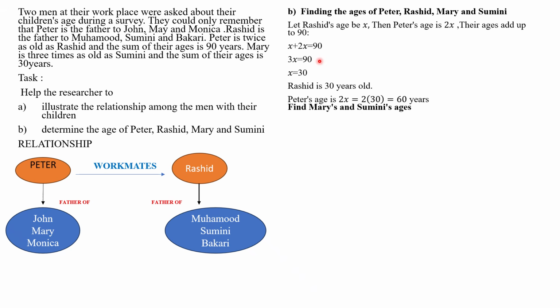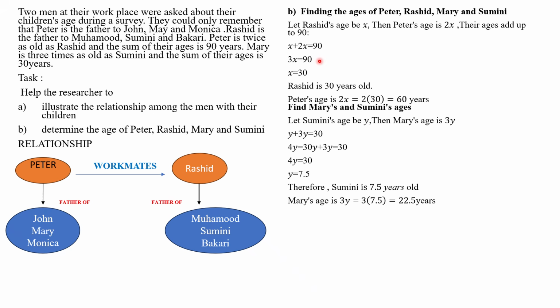Mary is 3 times as old as Sumin. Now, let Sumin's age be Y, so Mary is 3Y. And when you add their ages, you get 30 years. So 3Y plus Y is equal to 30. Then 4Y is equal to 30. Divide by 4, I get 7.5 years.